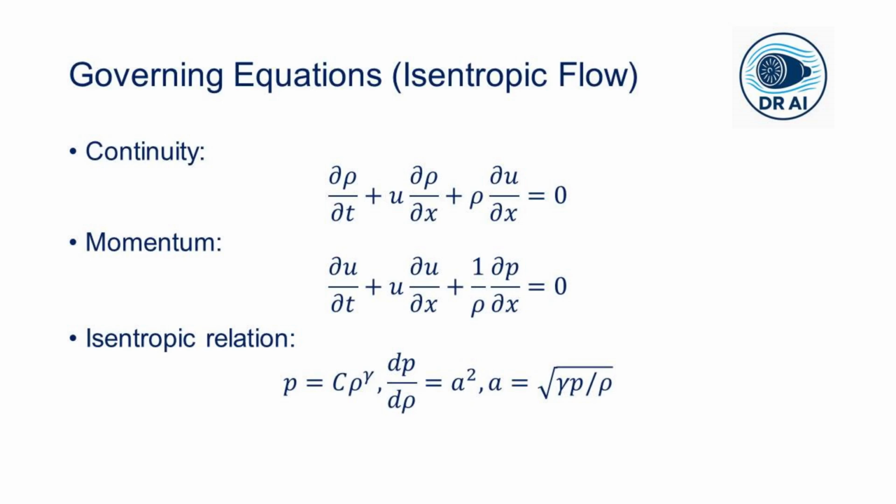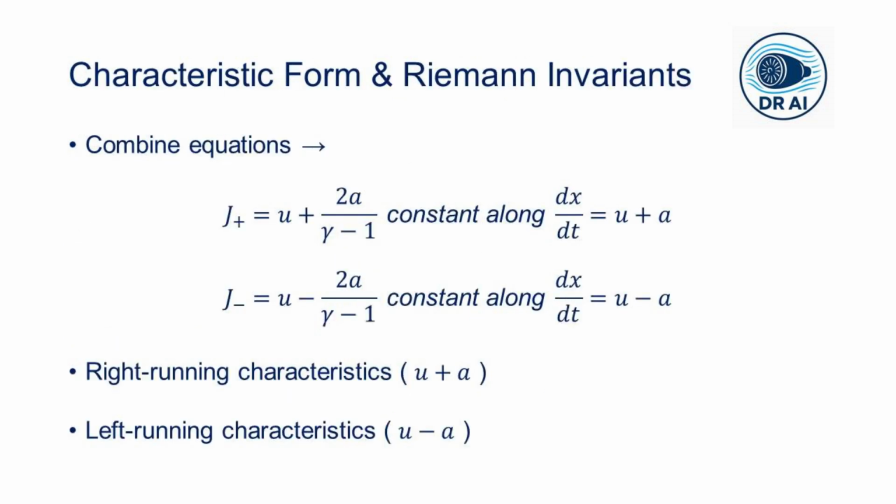Using the isentropic relationships, we can express the pressure gradients in terms of the density or the sound speed. The speed of sound is represented as a equal to the square root of gamma P over rho. Through a combination of these equations, we can derive the Riemann invariants as displayed over here as J plus and J minus. It turns out that J plus is constant along the curves where dx over dt equals u plus a, while J minus is constant along dx over dt equals u minus a. These curves are called the characteristics.